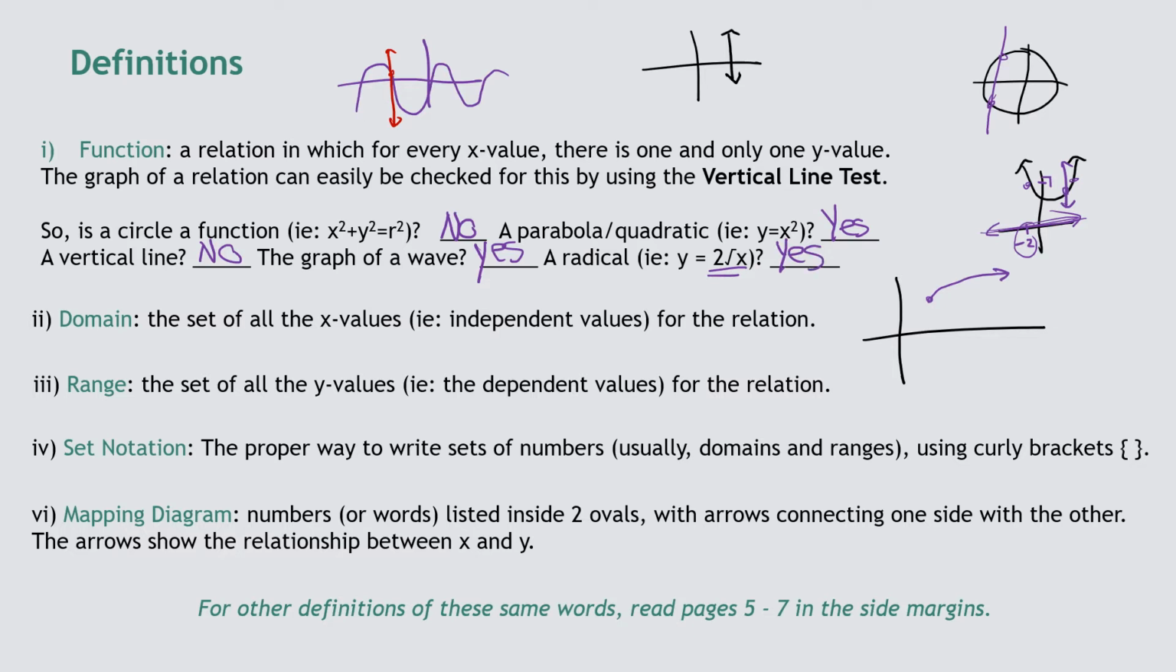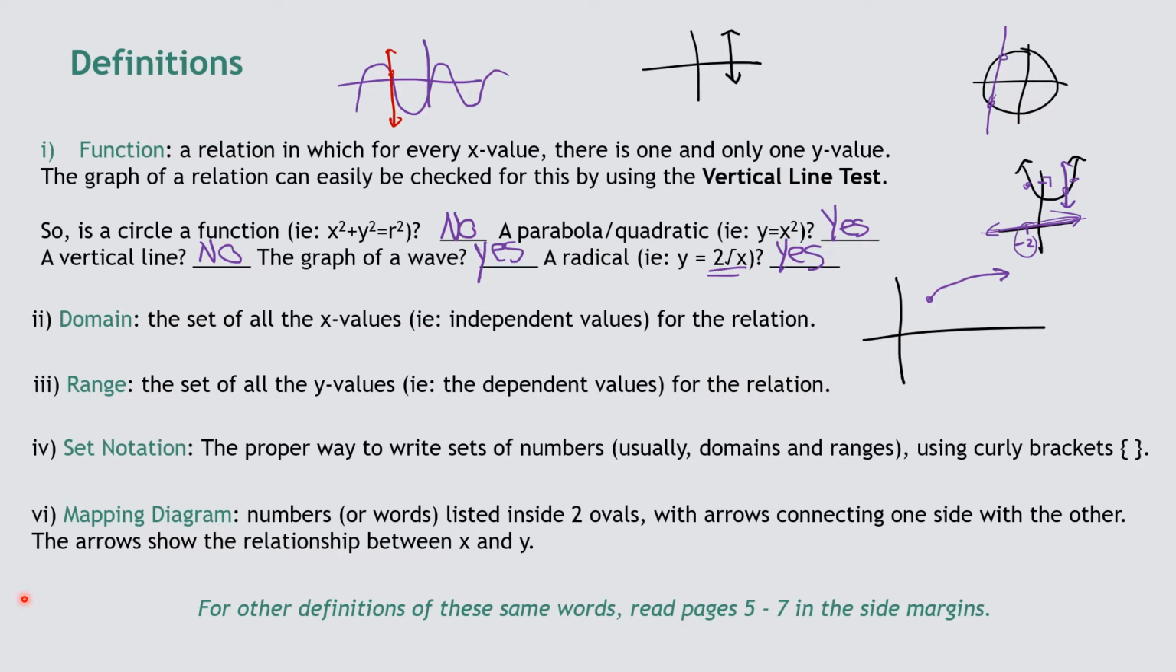The next words we want to talk about, so the main word of course is the word function. That's very important for the entire course, as are these next two, domain and range, and I'm going to go over those in a minute. Domain means x, range means y. Set notation, I'll come back to that as well, because set notation is just what we use to write the domain and range. And a mapping diagram, I will give you an example of that as well. So these are all definitions you can come back to read later.